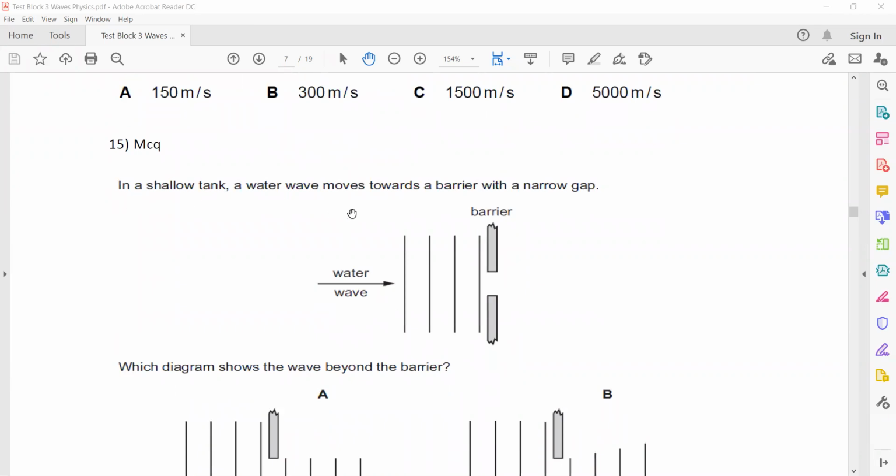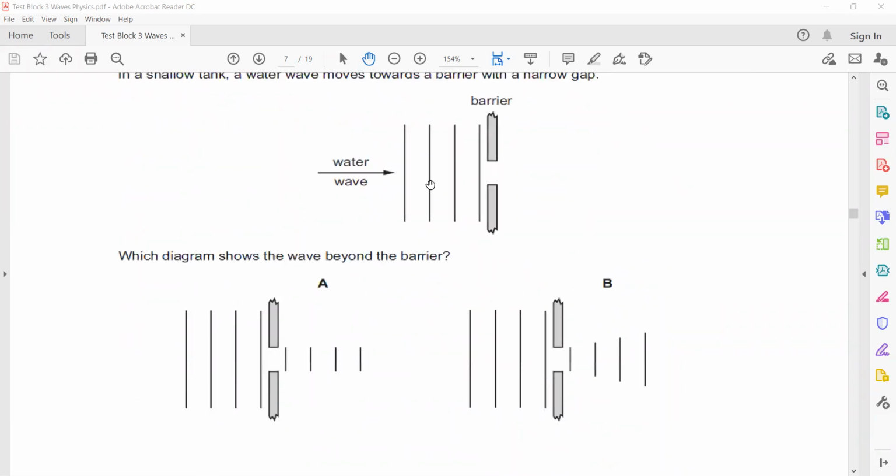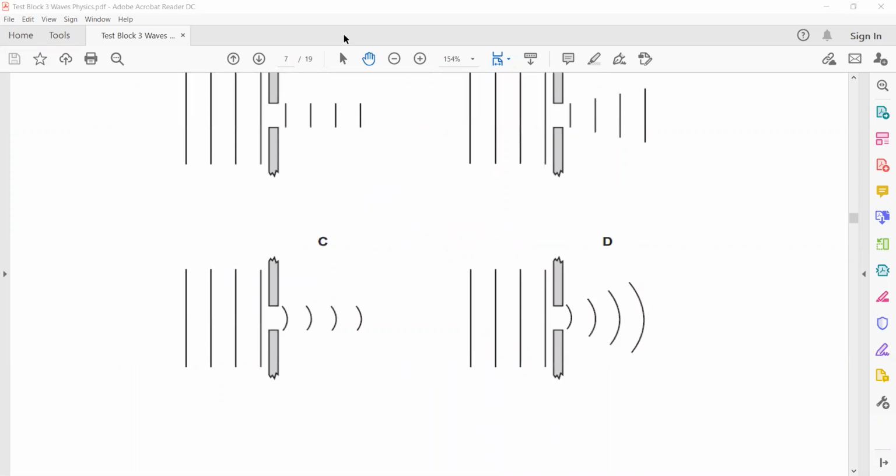In a shallow tank, a water wave moves towards a barrier with a narrow gap. So a narrow gap means maximum diffraction. Which figure is representing maximum diffraction? D is representing greater spreading, or maximum diffraction.